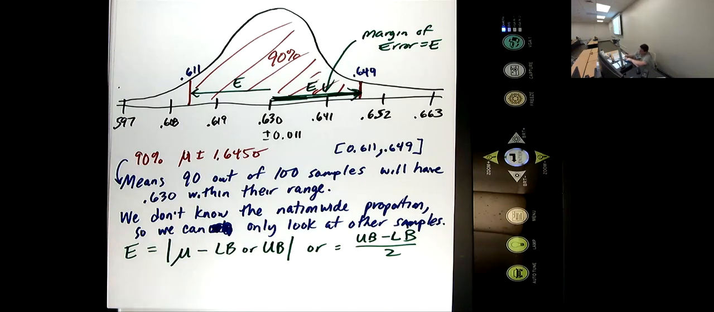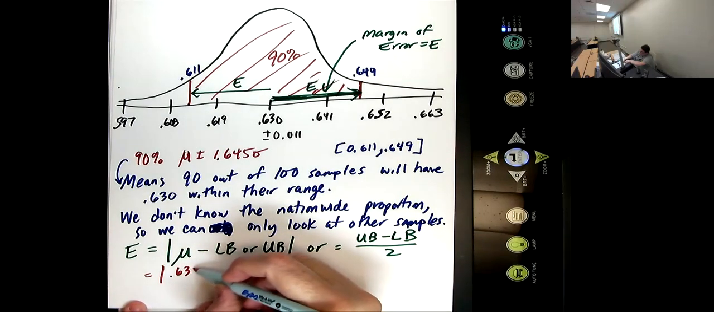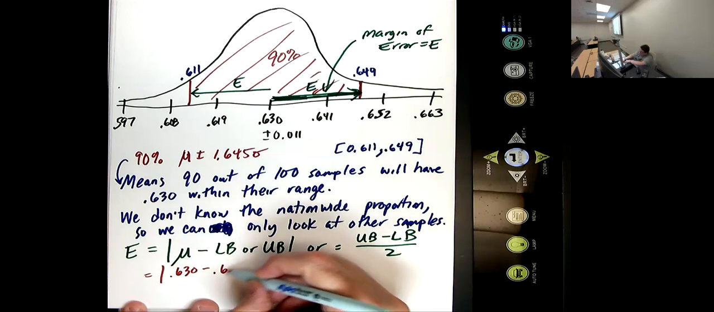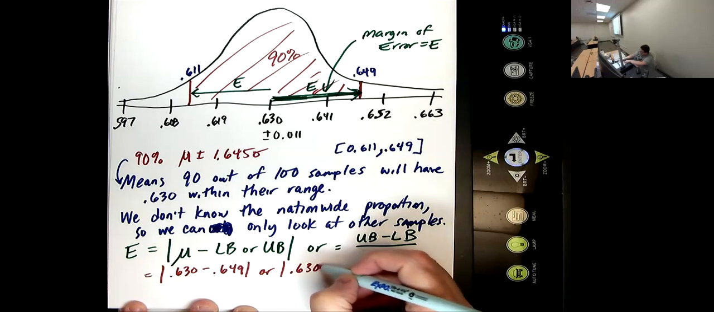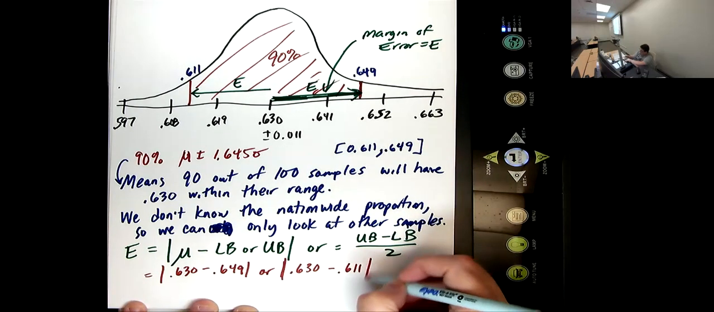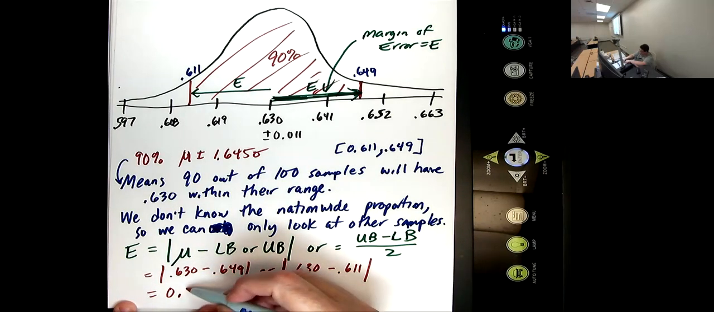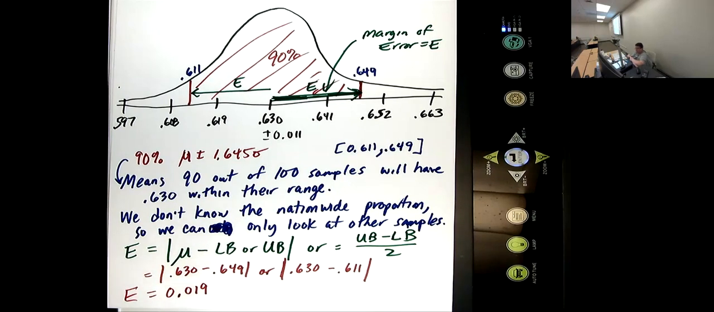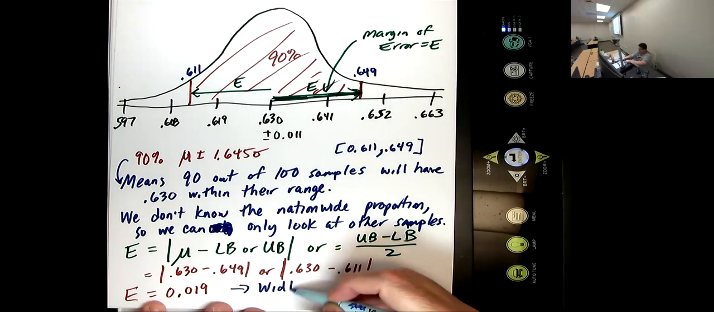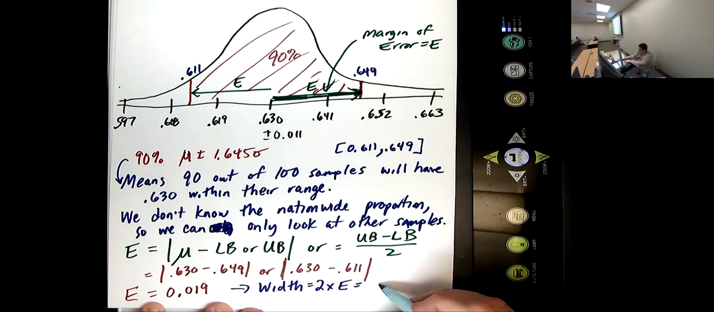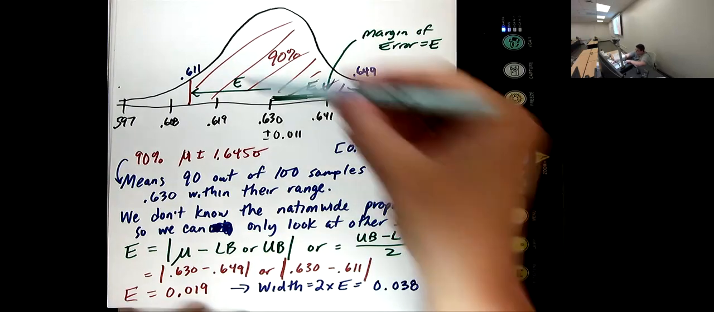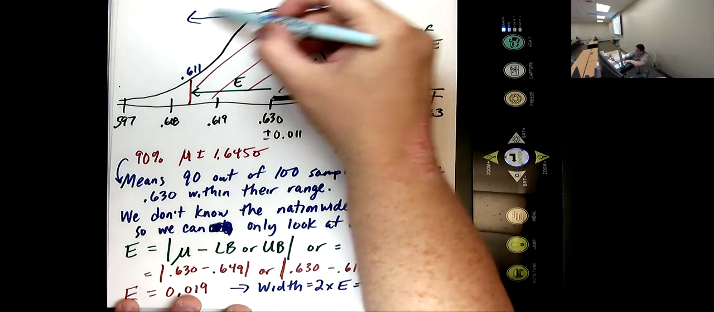Take a look at it. We can do the absolute value of 0.630 minus 0.649, or 0.630 minus 0.611. In both cases, you should get 0.019. That's E. And width is 2 times E. So 0.038. That's the whole distance from there to there. That's the width.